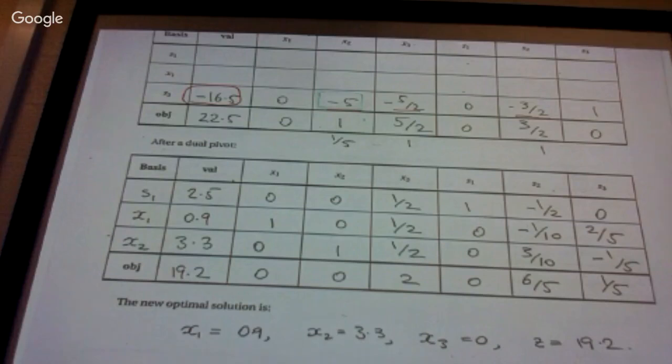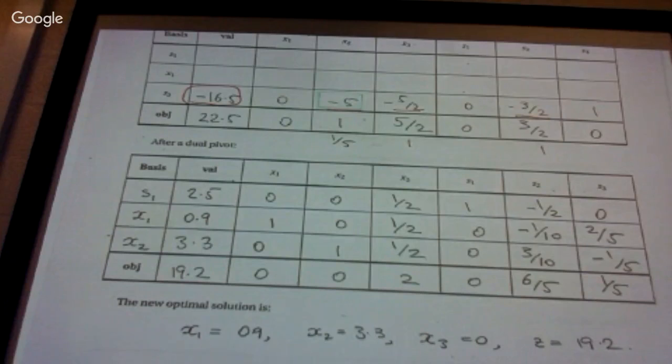Any questions? I think it's worth about like 3 homework marks. First tableau, then added the constraint, and then the dual pivot. Thank you.